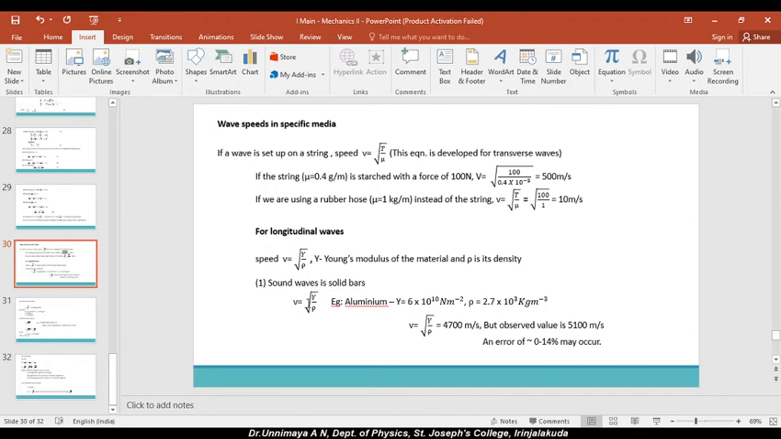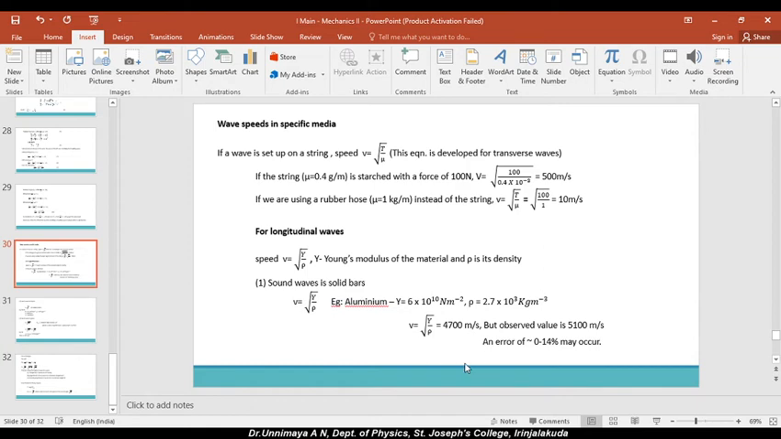So, sound waves in solid bars. V is equal to root Y by rho is the expression for velocity. Consider a solid bar of aluminium having Young's modulus 6 into 10 raised to 10 Newton per meter square and density rho 2.7 into 10 raised to 3 kilogram per meter cube. For such an aluminium bar, you will get the velocity of the longitudinal wave, that is sound wave, as V is equal to 4700 meter per second.